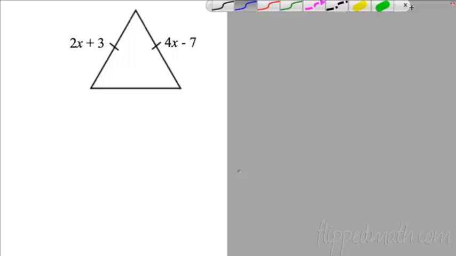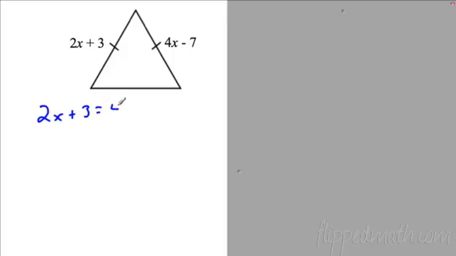Let's take a look at the next example here. So we got another isosceles triangle. So this time I give you the sides are congruent. If this side is 2x plus 3 and this side's 4x minus 7, well, if they're congruent, they equal each other. We did a lot of this back in chapter 1 and in chapter 3, setting things equal to each other. So set it up, they equal each other because it's isosceles, they're congruent. And then let's just go through and solve it real quick.